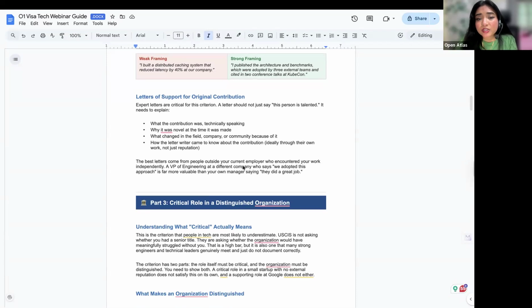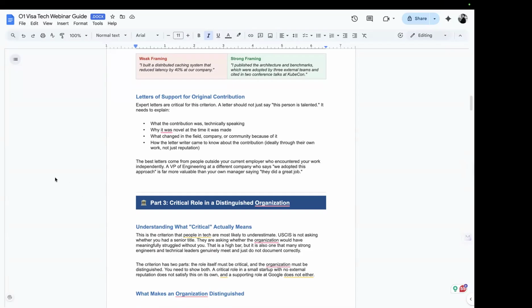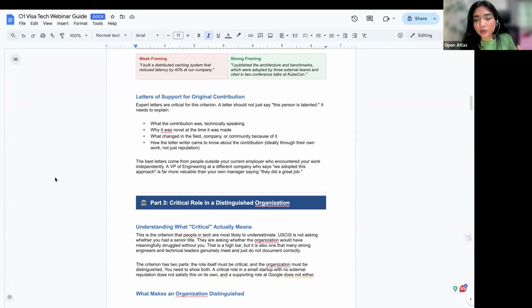The best letters come from people outside your current employer who encountered your work independently. Now, here is the catch. It's very easy for me to go and say to another lawyer that, hey, I have built a framework which is very beautiful. But if somebody who is outside my employer, or even my domain, a third-party independent expert, has actually seen the beautiful thing that I have built and comes forward to support me as a letter recommender, it makes a lot of sense in my petition. It is very helpful and one of the strongest pieces of evidence to put across to USCIS. A VP of engineering at a different company who says we adopted this matters a lot.